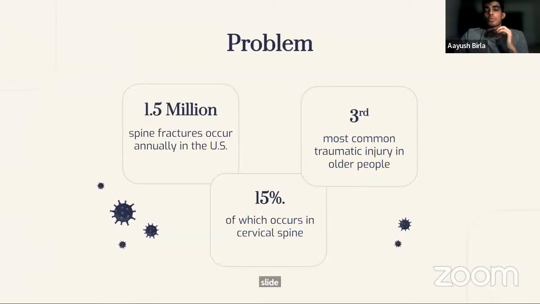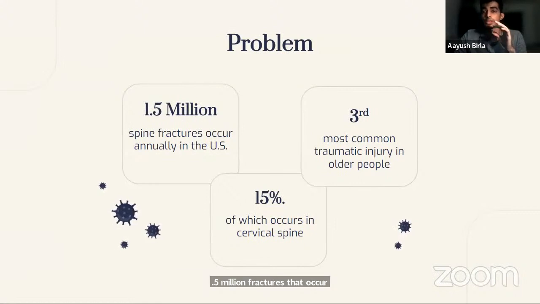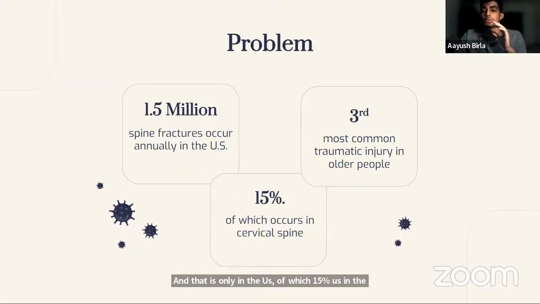So to talk about our problem specifically, there are 1.5 million fractures that occur annually, and that is only in the US, of which 15% are in the cervical spine region, making it the third most common traumatic injury in elderly people. Next slide.